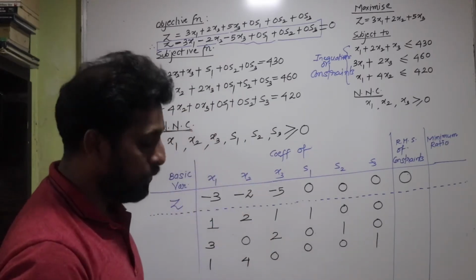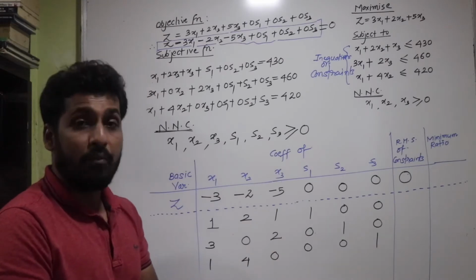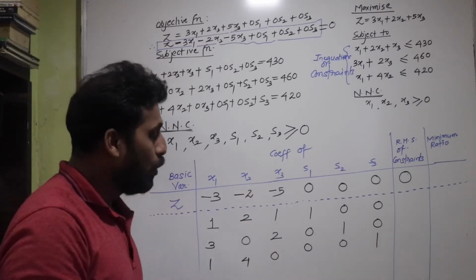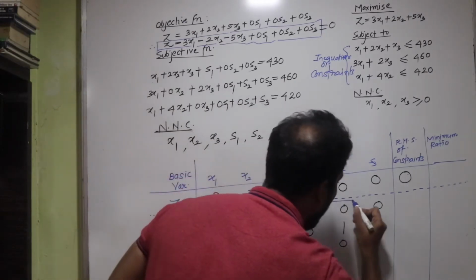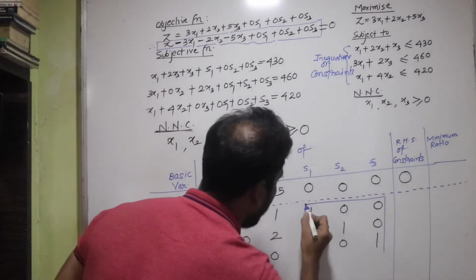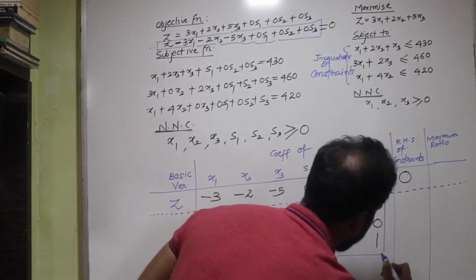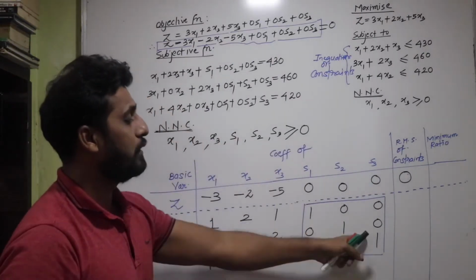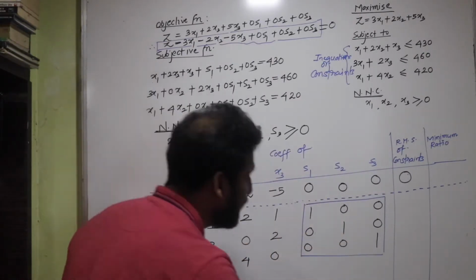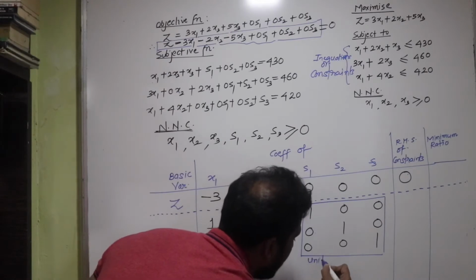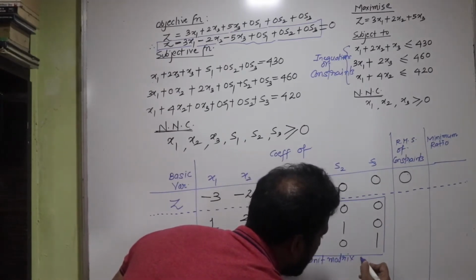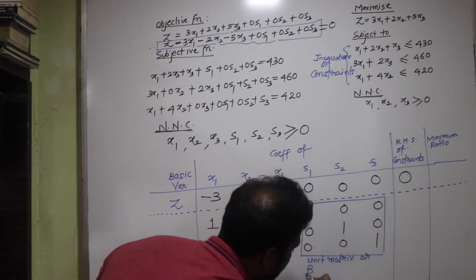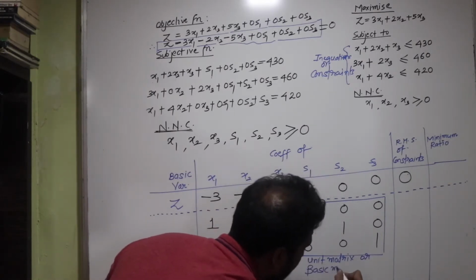So now if you observe this entire table very carefully, you can observe over here a unit matrix, isn't it? See, there is a unit matrix 1 0 0, 0 1 0, 0 0 1. So this unit matrix is called a basic matrix.